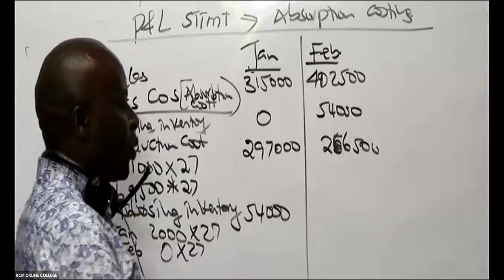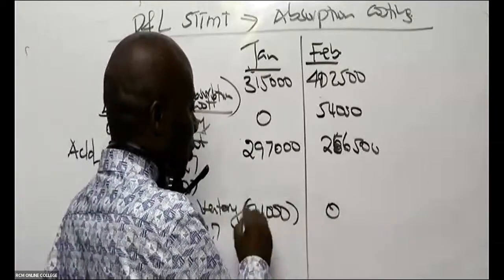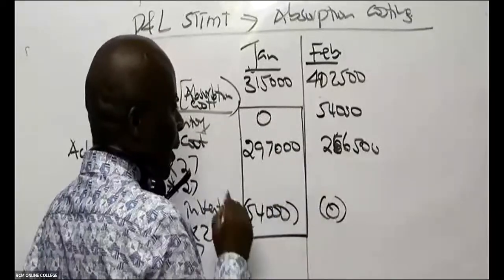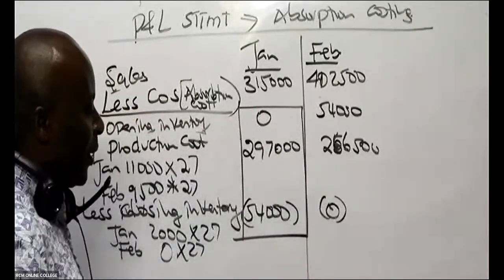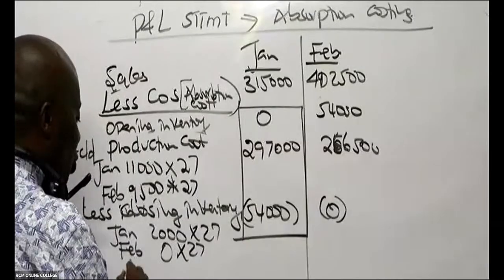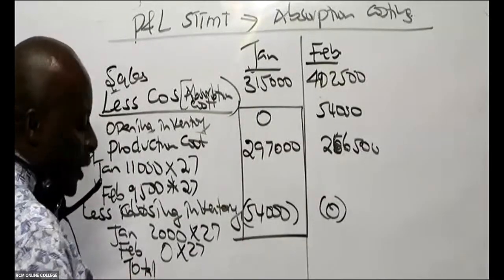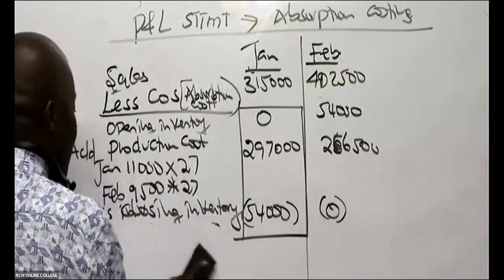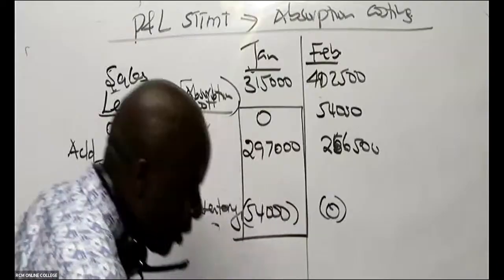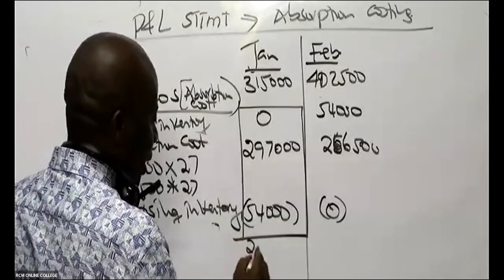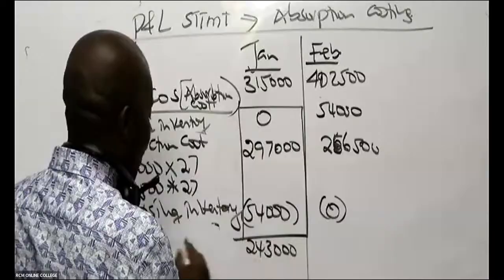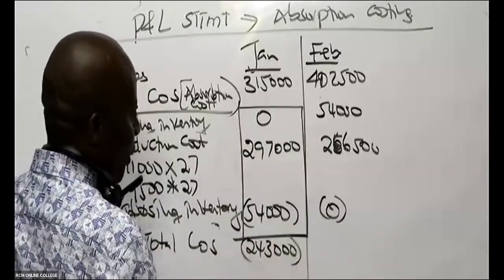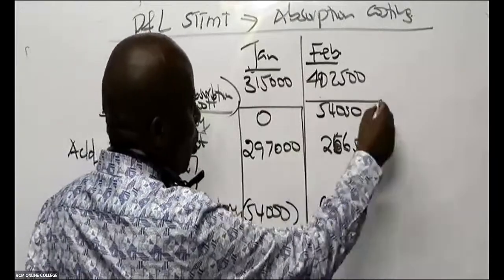Yeah. The other one is what here? So you subtract. But remember, you must do this for cost of sales. So give me the total cost of sales here. The first one is 243,000. Total cost of sales, 243,000. How about total cost of sales here?